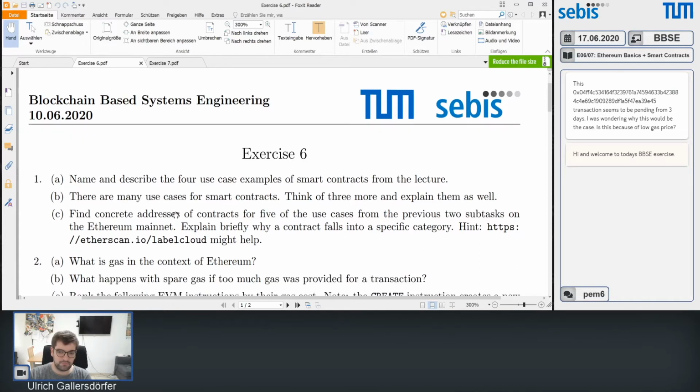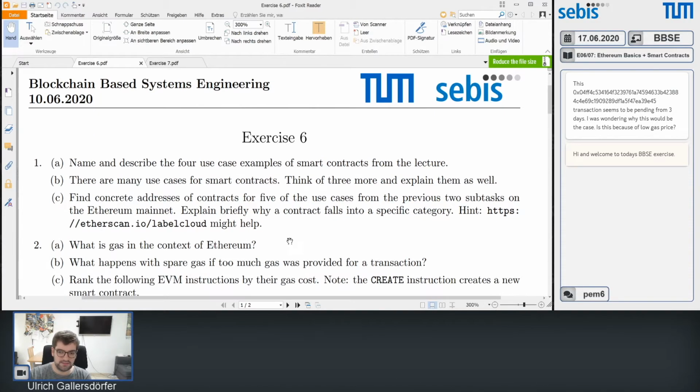Okay, the third one is find concrete addresses of contracts for 5 of the use cases from the previous 2 subtasks on the Ethereum mainnet. Explain briefly why a contract falls into a specific category. Hint, label cloud from Etherscan might help.